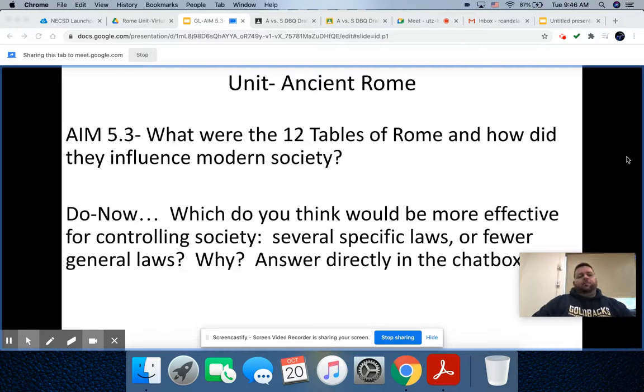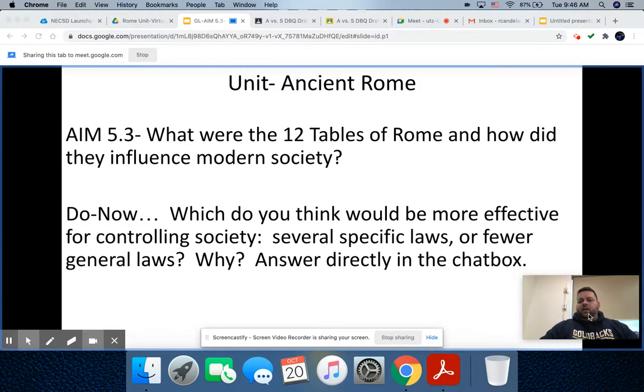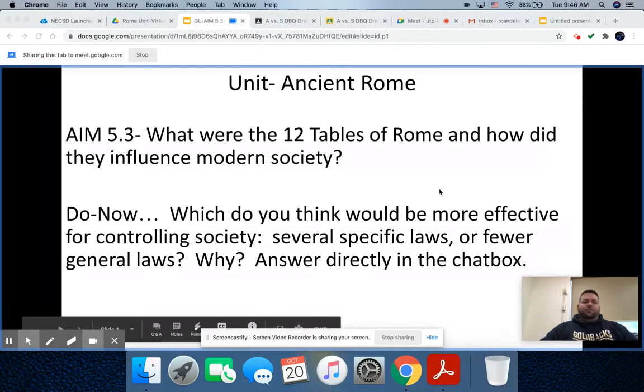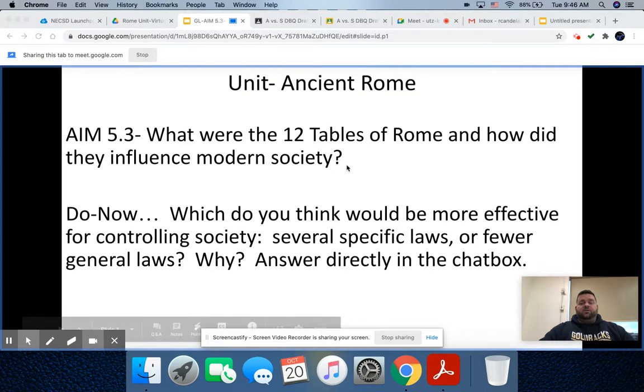All right, so by now you should have the AIM in your notebooks exactly as it's written here, AIM 5.3, and you should be able to answer this question by the end of the class. That's the idea. So what are the 12 Tables of Rome and how did they influence modern society? So away we go.